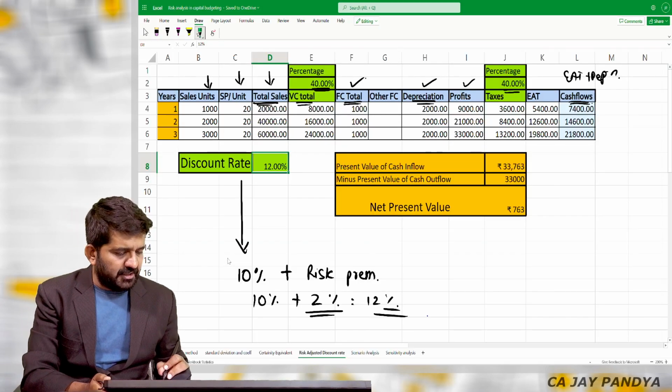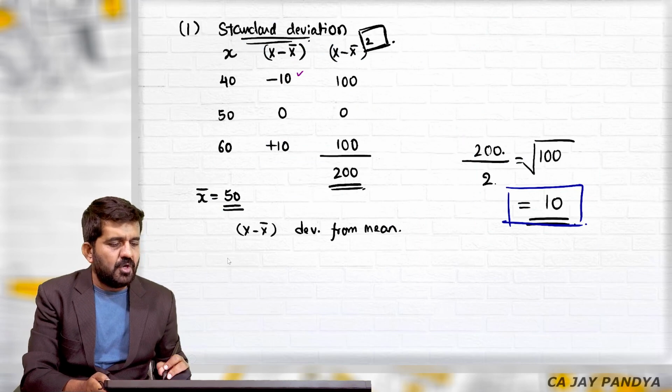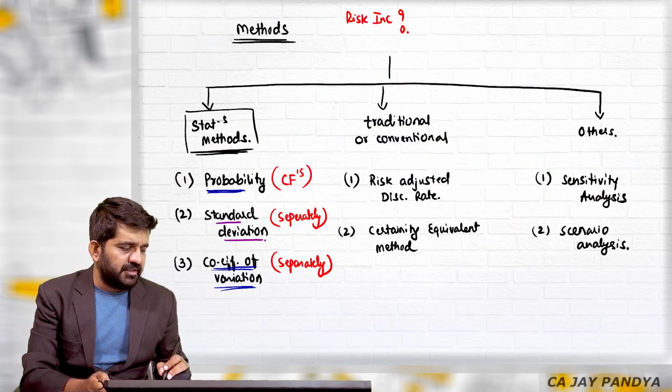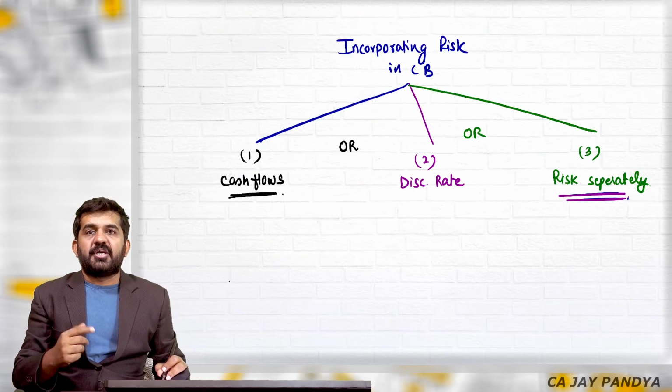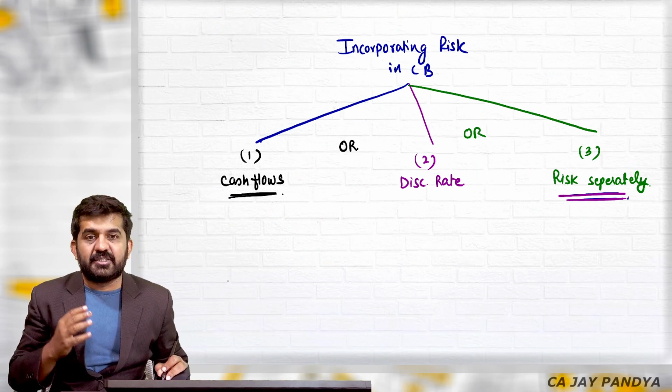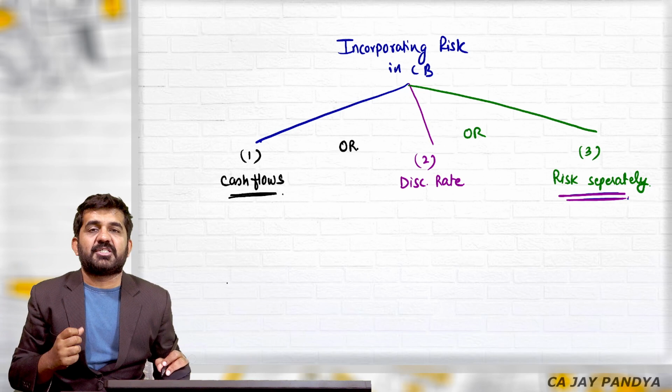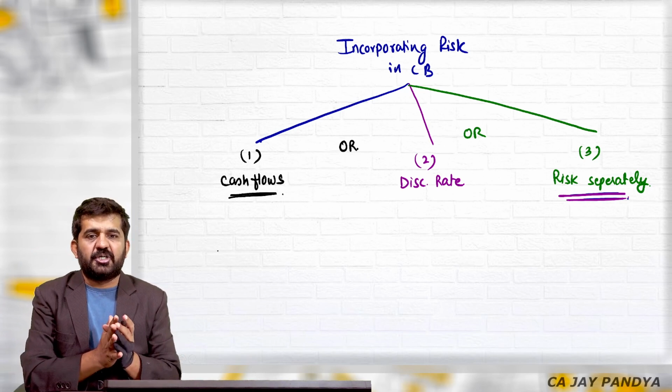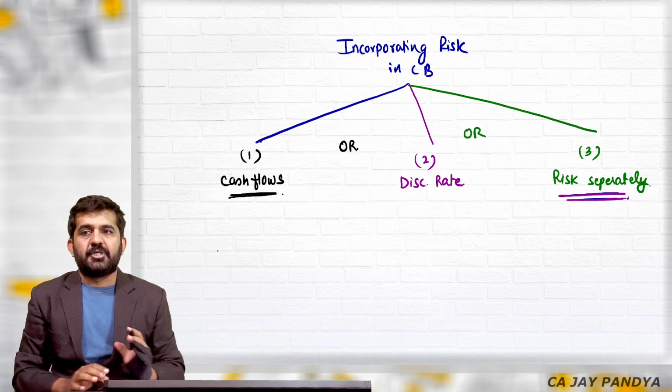My point is again the same. Either I am adjusting the risk in cash flow or in the discount rate, or I am measuring risk separately, where I am adjusting the risk in the capital budgeting decision. Anyone? Now it should be fast.